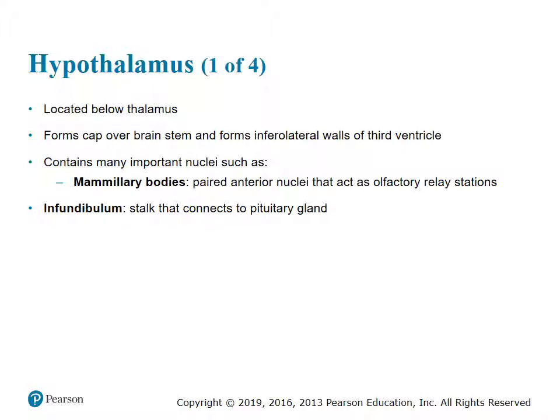What does the hypothalamus do? Again, it's part of the wall of the third ventricle. It has nuclei as well, bundles of cell bodies. One of them is called the mammillary body. The mammillary body are nuclei that act as relay stations for scent, for the sense of smell. And we know that the pituitary gland, I just told you that, right, is connected to the hypothalamus. And we use this word infundibulum because it's the connection between the hypothalamus and the pituitary gland.